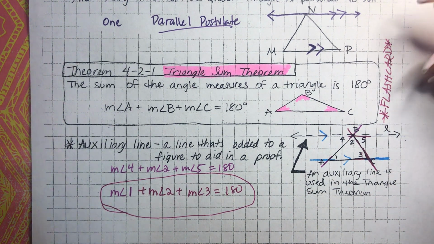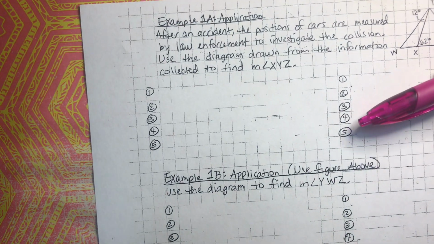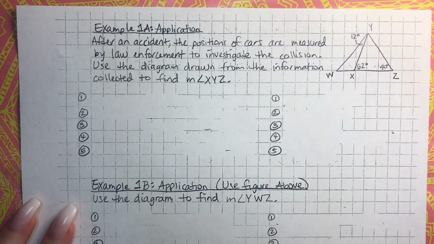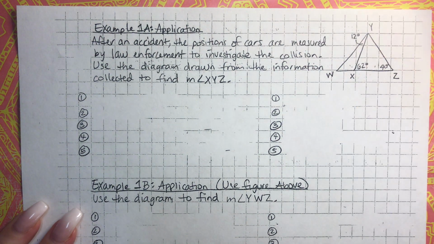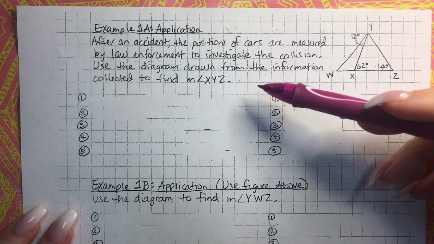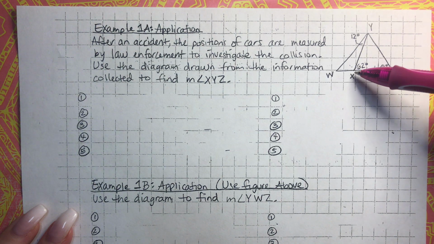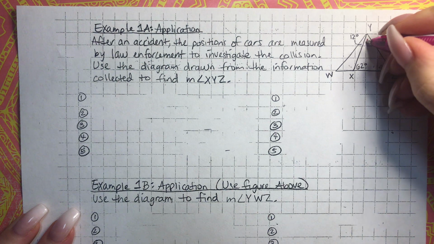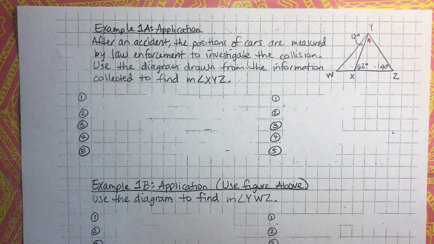All right, let's go to our first example. So in our first example, we are looking at this picture here. It says, after an accident, the position of cars are measured by law enforcement to investigate the collision. So use a diagram drawn from the information collected to find the measure of angle XYZ. So we're trying to find this angle right here. So what do you think? What do you guys think? What should we do? Do you see something?